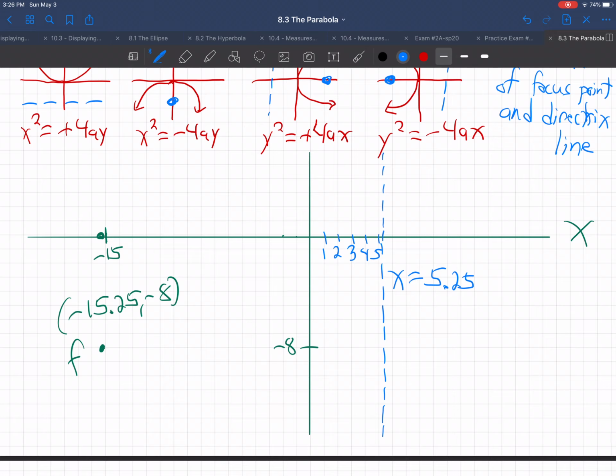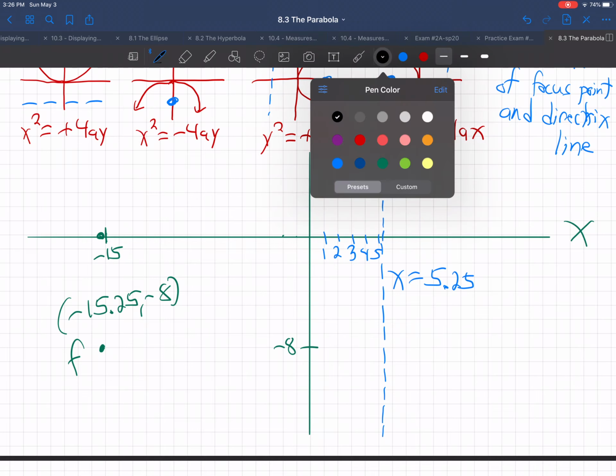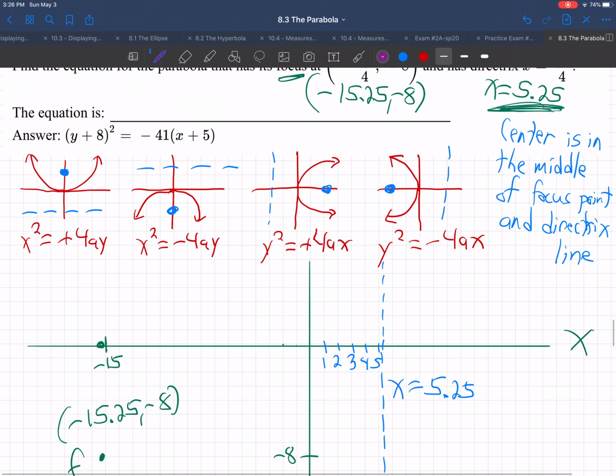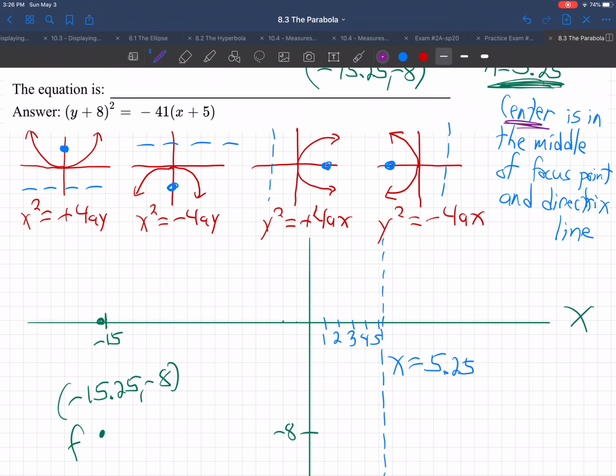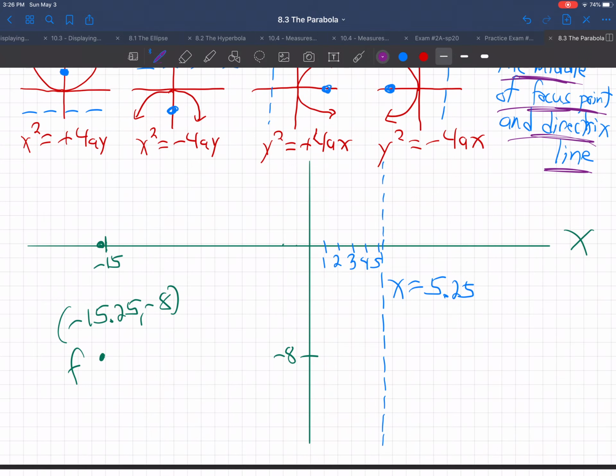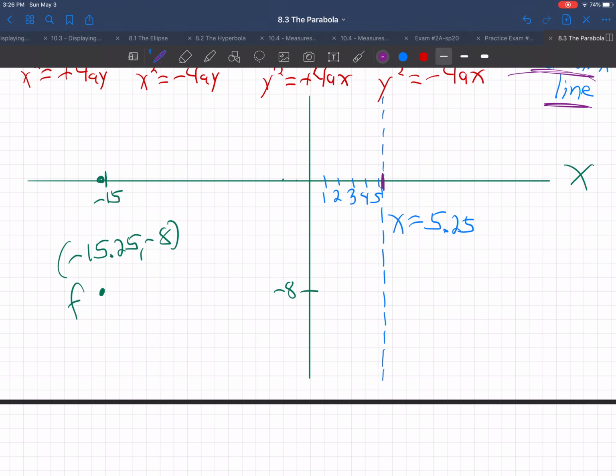So the center now. Now we need to find the center of this parabola, which is called the vertex. So the center is always located right in the middle. That's what this is saying. The center, or the vertex, either one, same thing, is in the middle of the focus point and the directrix line. So I've got to find the middle of this point right here, which is 5.25, right? And this point right here, which is negative 15.25.